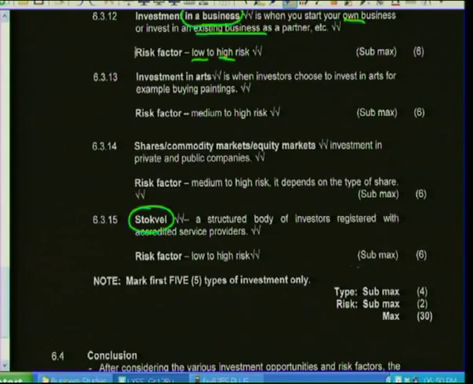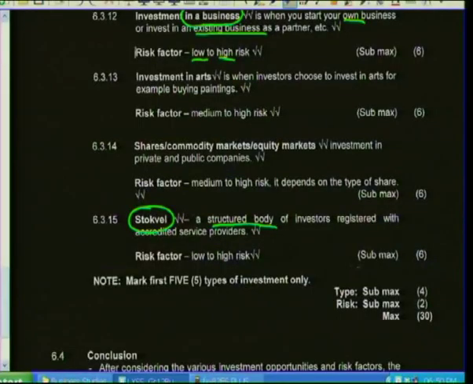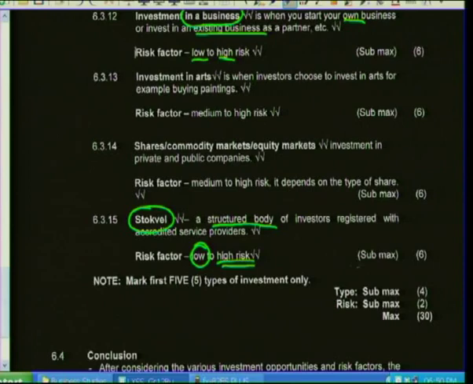I added here stokvel, which my kids also love answering, and it's definitely acceptable because this is a structured body of investors that you can go and invest your money in. Once in a month or in a week or however your stokvel works, it's your turn to get that amount of money that's coming your way. And I think it's low risk, except if you do not know this establishment. You need to be careful of that because they might disappear with your money.